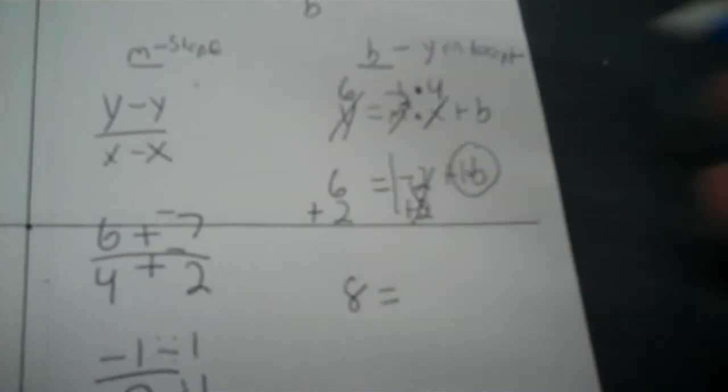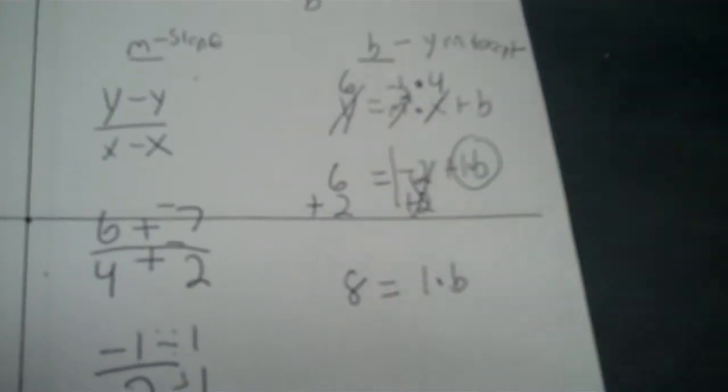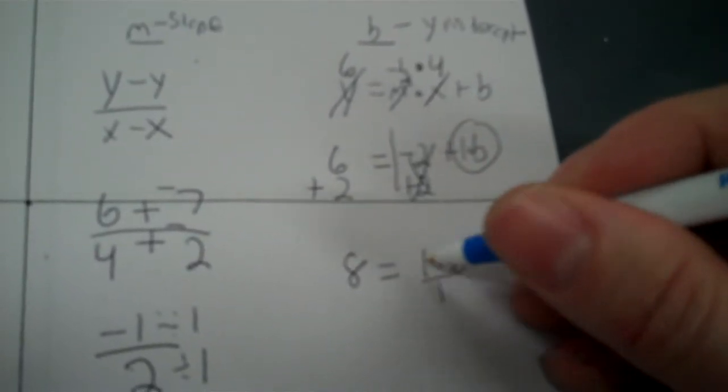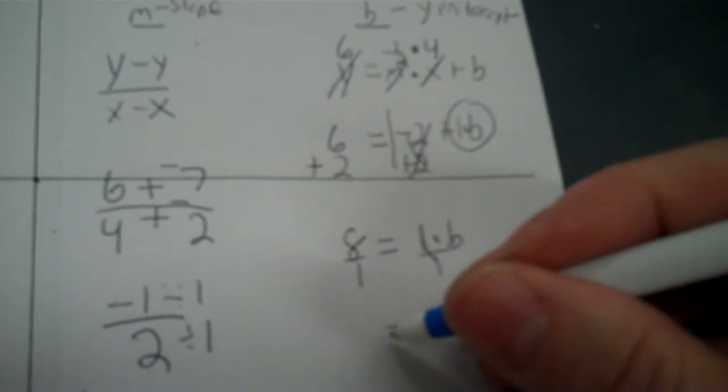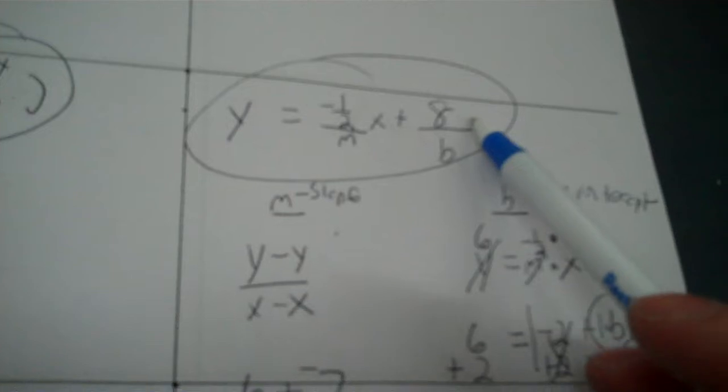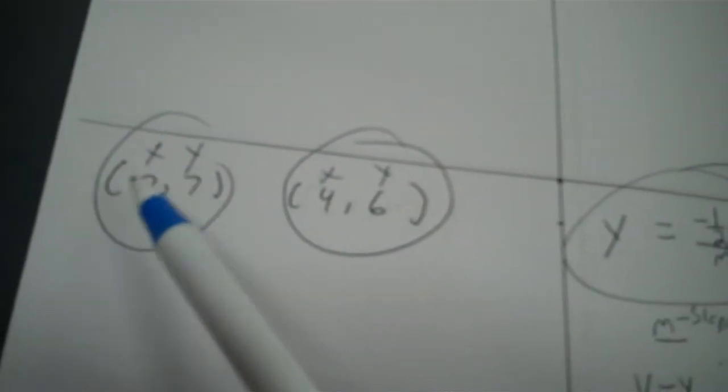And 6 plus 2 is 8, and we got 1 dot b, okay? Now divide by 1, and you have found your b. 8 equals b. So 8, and that's the equation. And you would have gotten 8 if you would have done this for y and this for x too. It doesn't matter which one, but there's your equation.